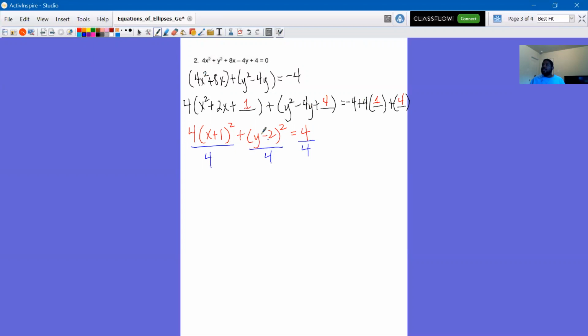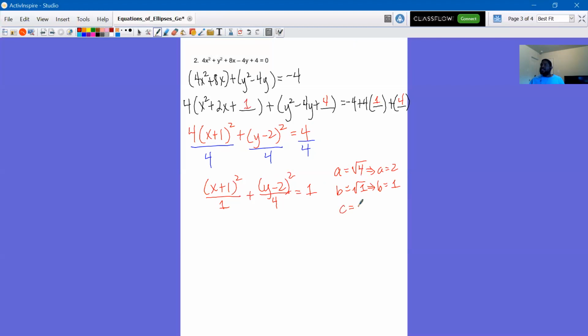And that gives me x plus 1 squared, and I'm going to put the 1 here so you can see the denominator. Y minus 2 squared over 4 equals 1. So now my A is going to be square root of 4 because it's the bigger denominator, which is 2. My B is square root of 1, which is 1.